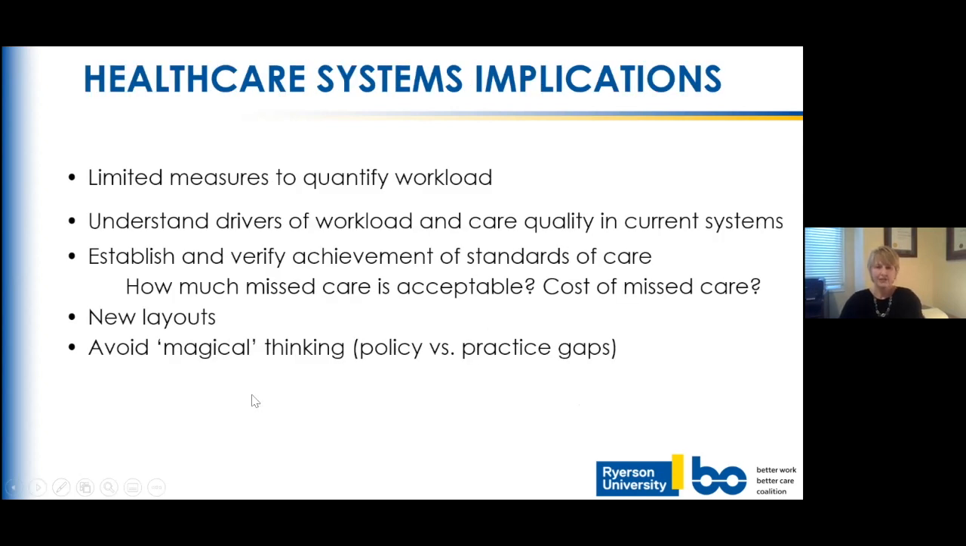And at the system level, how might this approach be used? So we've thought about a couple of things. We know that there are limited measures to really quantify workload, and this is one tool that provides some of the answers or potential answers. We know that it's important to understand the drivers of workload and care quality in our current system. So what are the inputs in the model, for example, that influence care quality and the outcomes for both nurses and patients?